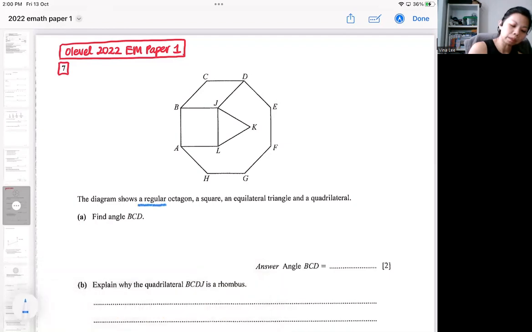So we need to detect the regular octagon first. The octagon will be 8-sided, and it is a regular octagon. So do remember to indicate that they are regular. So how do you indicate that they are regular? Okay, all are the same size.